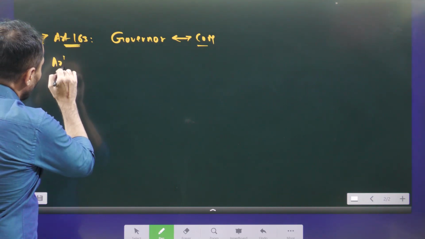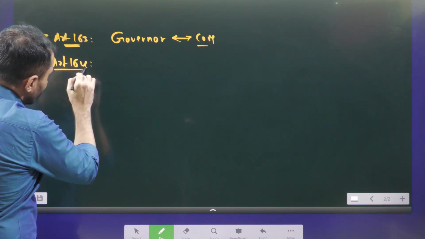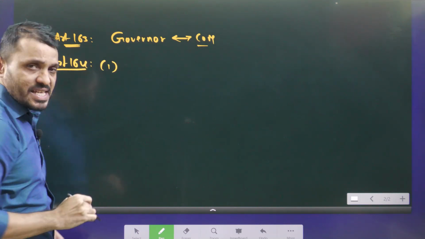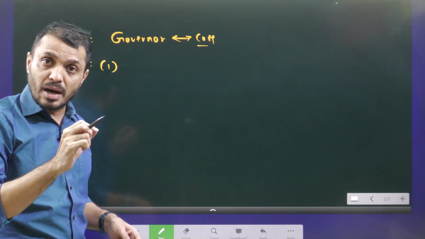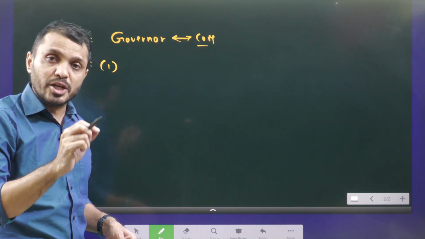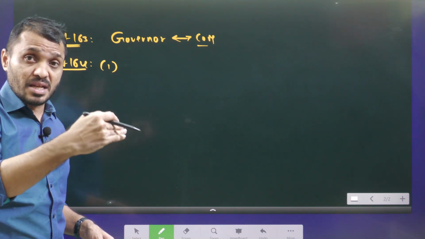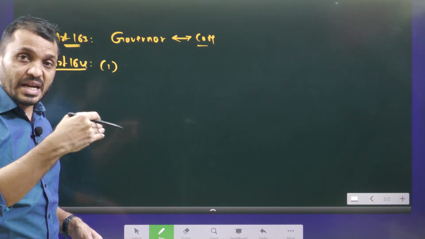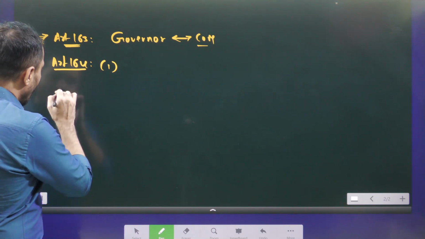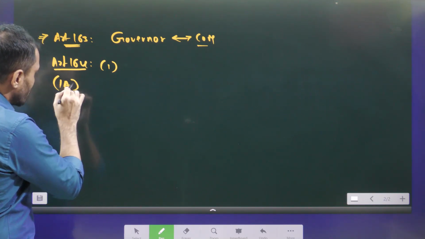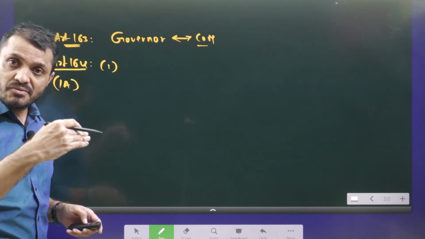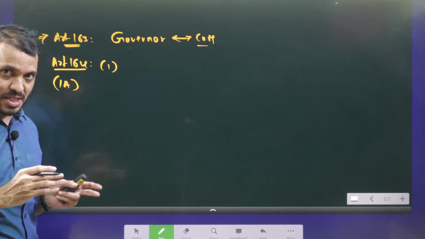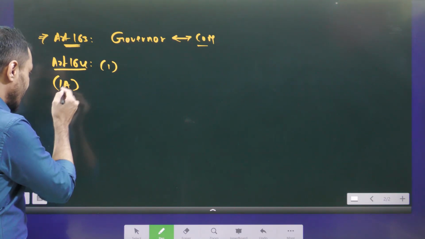Next, Article 164. Article 164 clause 1 says that the Chief Minister is appointed by the governor, and other ministers are appointed by the governor on the recommendation of the CM. That means the CM recommends the ministers' names and the governor appoints them. And of course, Article 164 clause 1A says that the strength of the Council of Ministers should not be more than 15% of the total strength of the assembly. We know that. Actually, this was added later.